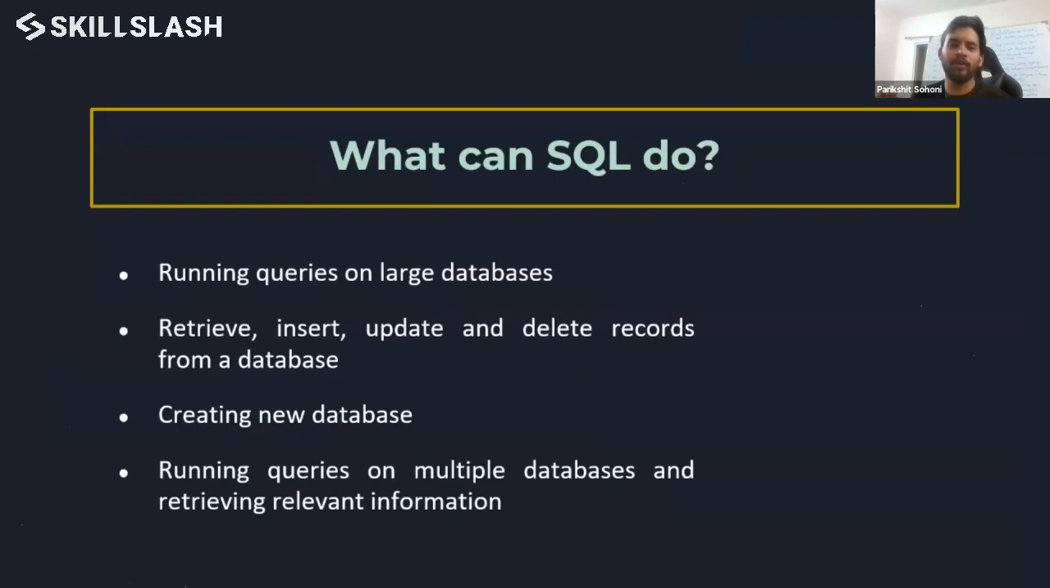So far we have learned what a database is. After that, we have learned what a relational database management system is and how two or multiple tables can be linked together. We have also learned what a schema is. Schema is nothing but a blueprint of our database. Okay, so now on top of all these things, what are the things that SQL can do?